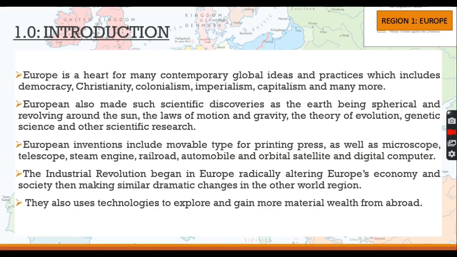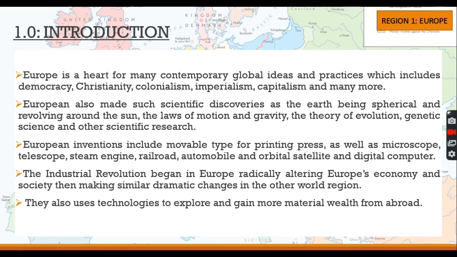Okay, next. This is the introduction of Europe. Europe is a hotbed for many contemporary global ideas and practices, which include democracy, colonialism, capitalism, and many more. If you want to know about practices like colonialism and capitalism, then Farhana will explain this after this under the rise of European global power.